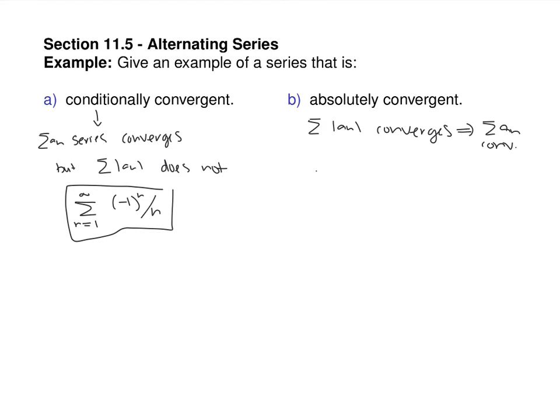A series that is absolutely convergent could be anything that has positive terms. You know that it converges, but here's a slightly more interesting example: negative 1 to the n over n squared. If you take the absolute value of those terms, you get a p series with p equals 2, which converges.